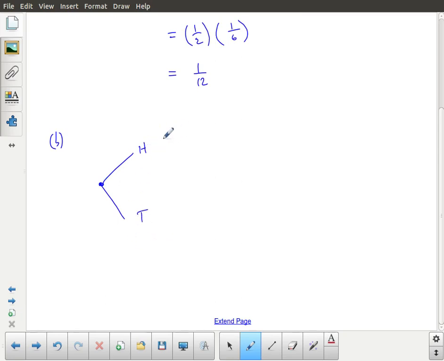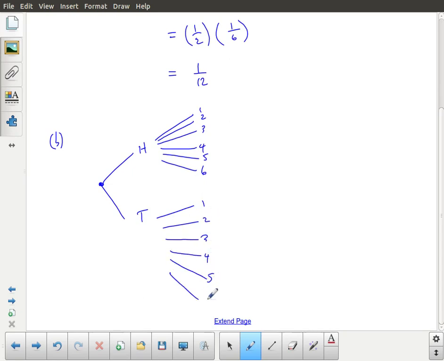Now that I've flipped the coin, I'm going to roll the die. Now rolling the die gives me many more branches here. 6 branches, 1, 2, 3, 4, 5, 6. And then if I flip tails, 3, 4, 5, and 6. So there's my tree diagram.